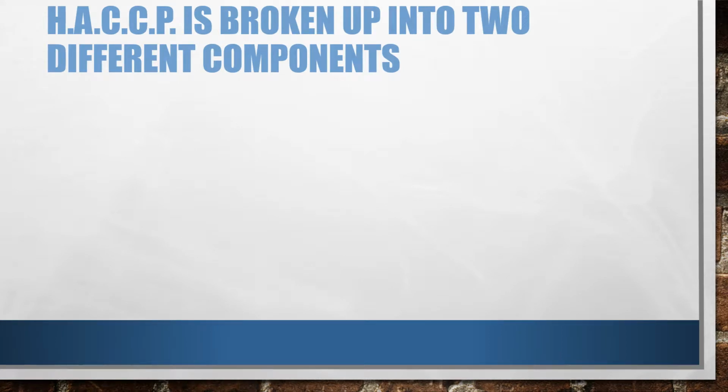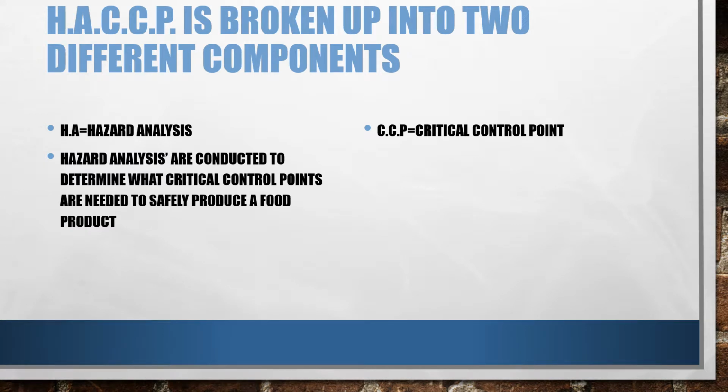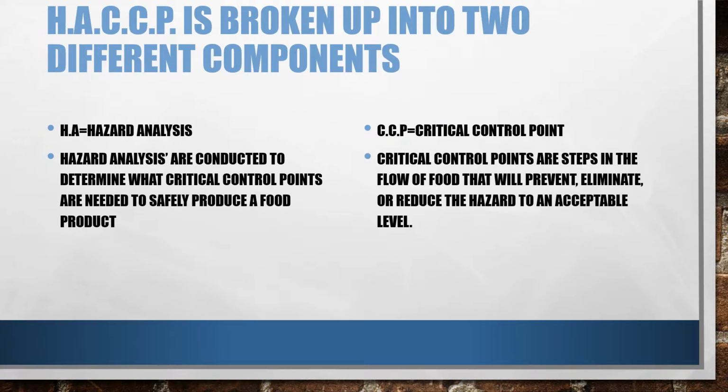HACCP is broken up into two different components: hazard analysis and critical control points. Hazard analyses are conducted to determine what critical control points are needed to safely produce a food product. Critical control points are the steps in the flow of food that will prevent, eliminate, or reduce the hazard to an acceptable level.